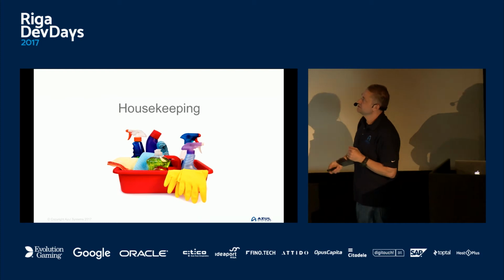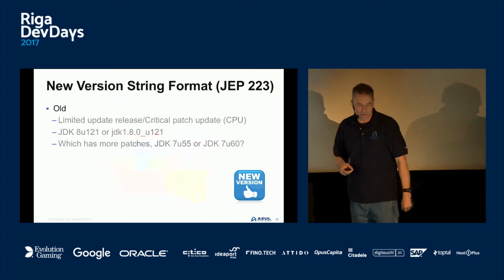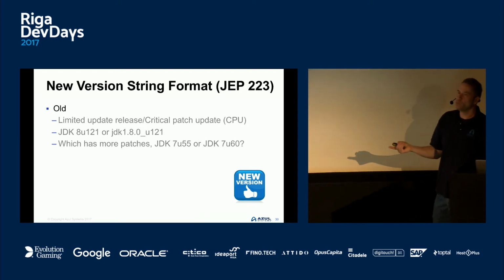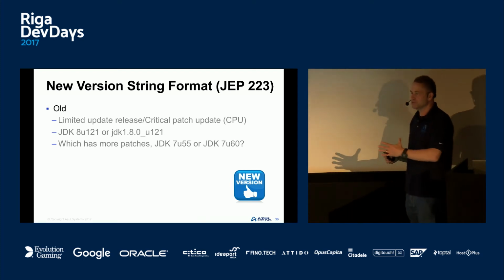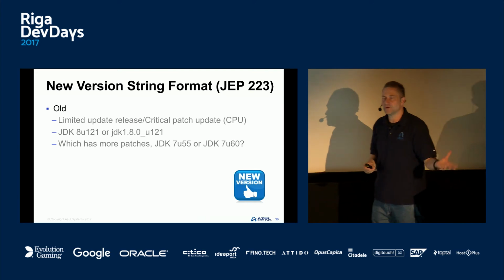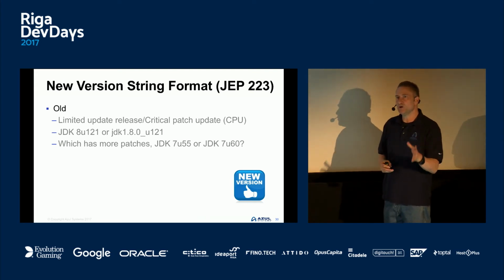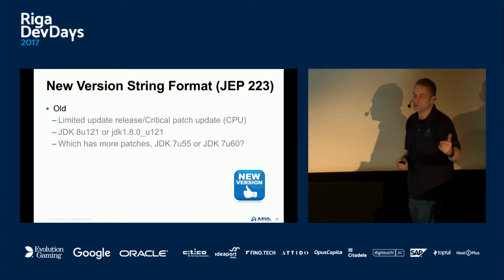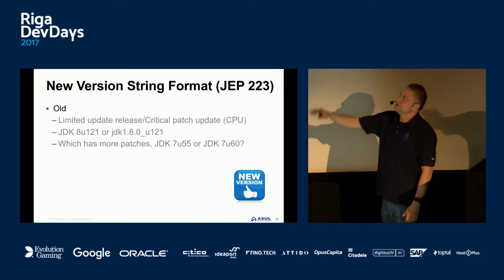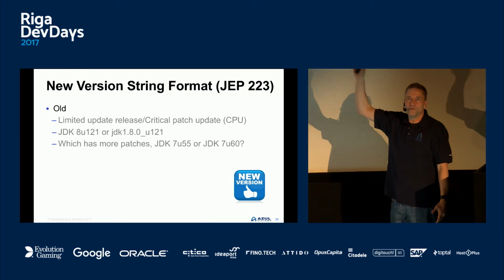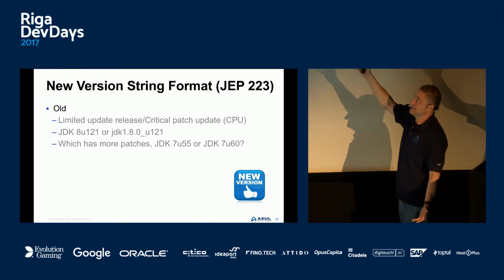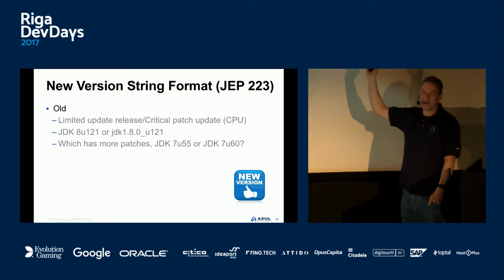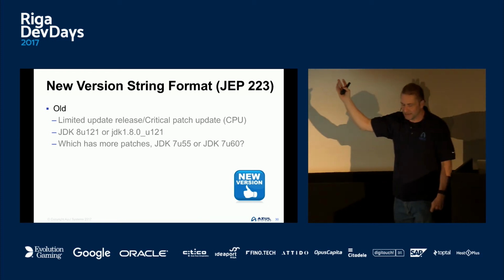Housekeeping, things that are changing in that respect. Version string format. This is one thing which may give you issues of incompatibility with earlier versions of Java if you rely on the version string being in a particular format and you process it in your application. Because it's not always as easy to tell with the version string of Java what it actually means, because there's limited update releases, critical patch update releases, things like that.